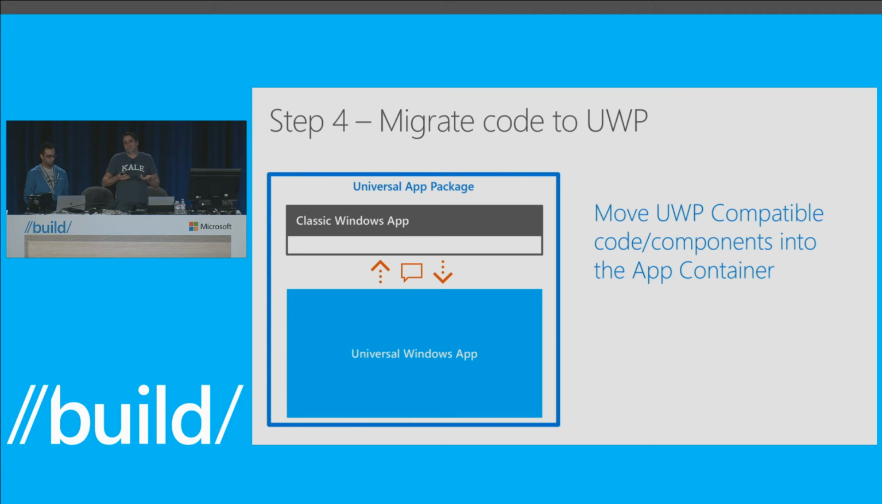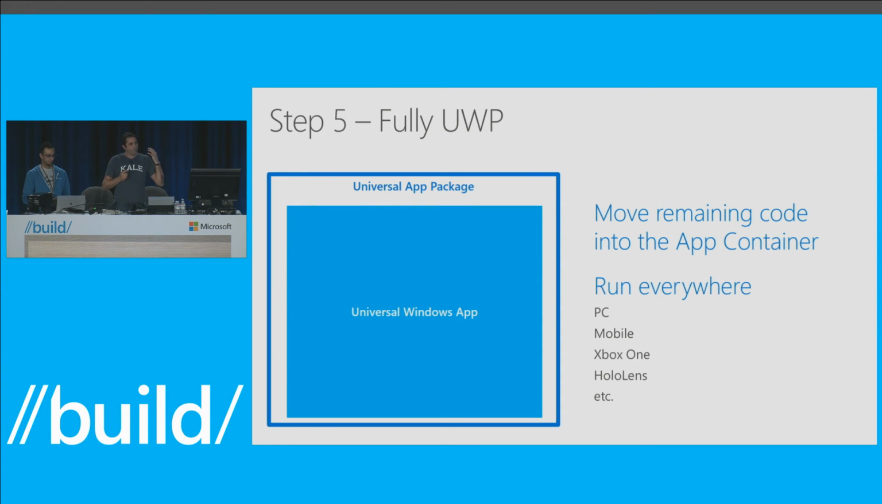And so now, do you call that a Centennial app? You better not. That's a four-letter word. That's just a UWP app that happens to leverage some Centennial technology on desktop. So the final step, you end up with the full UWP. And at that point, you can see Centennial's not in the picture anymore.